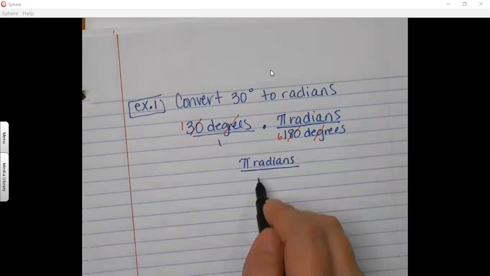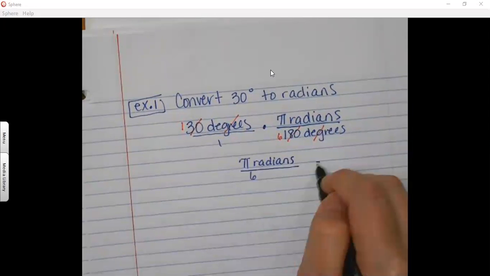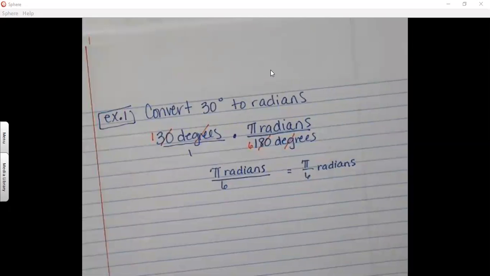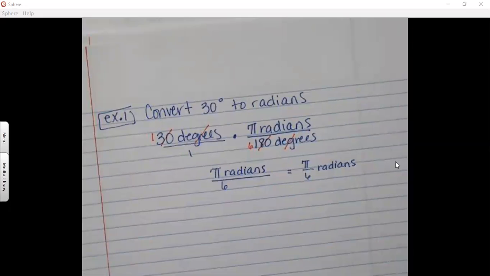So usually you probably won't see it with the word radians written in the numerator. So 30 degrees equals pi over 6 radians. Doesn't that make sense? Think about it. If 180 degrees is pi, isn't 30 degrees 1/6 of 180 degrees? So it makes sense that 30 degrees would equal 1/6 of pi, right? And 1/6 of pi is the same thing as pi over 6. Does that make sense? So sometimes you can figure it out in your head without having to do the conversion.